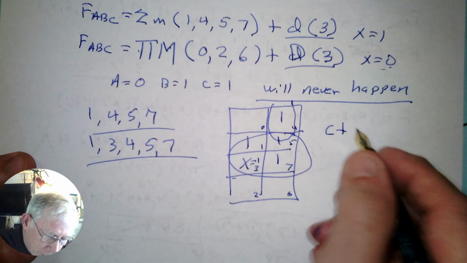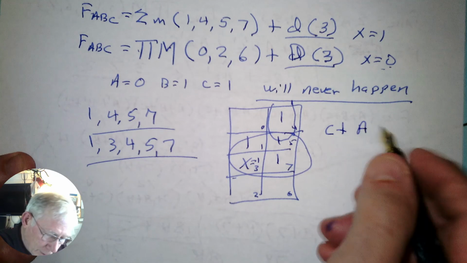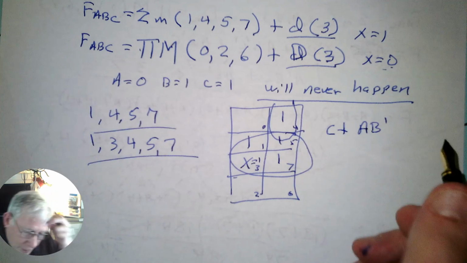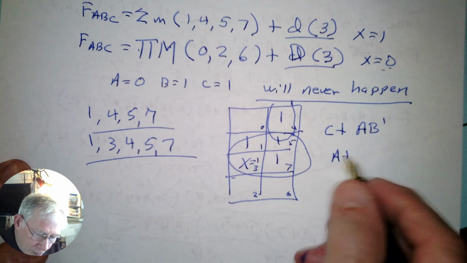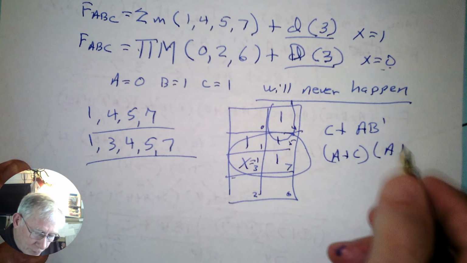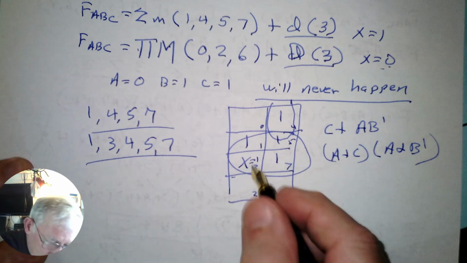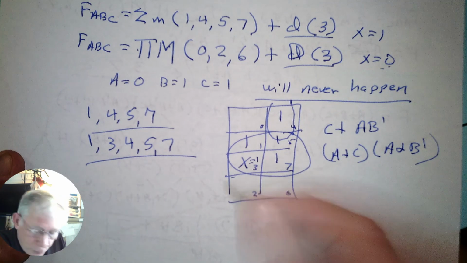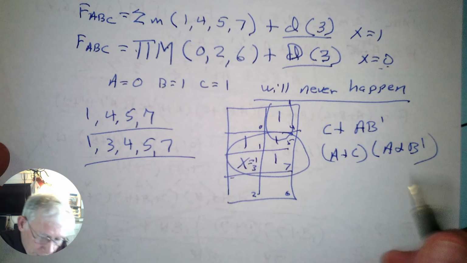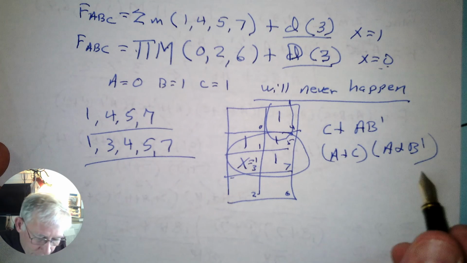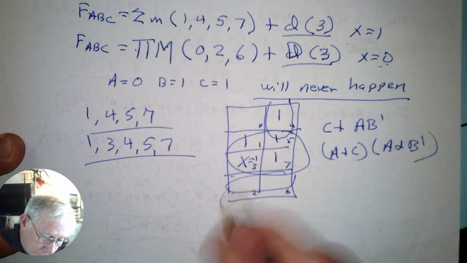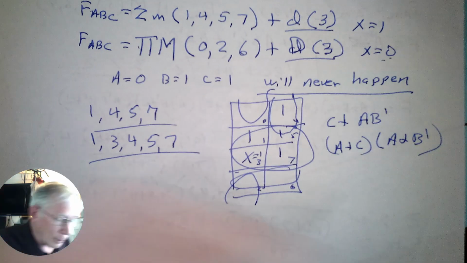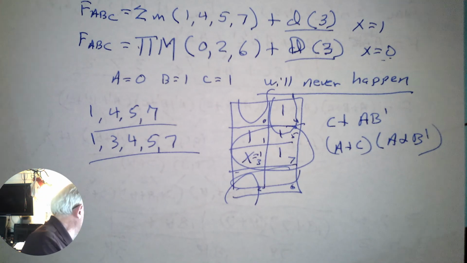C plus A B prime. And in the maxterm solution, we could write that (A plus C) times (A plus B prime). We want to take this as a 1 in both cases. That would simplify it, because our maxterm solution is just this group of 2 zeros and this group of 2 zeros, a wraparound. All right, well, enough of that, just to whet your appetite a little bit for the K-map.